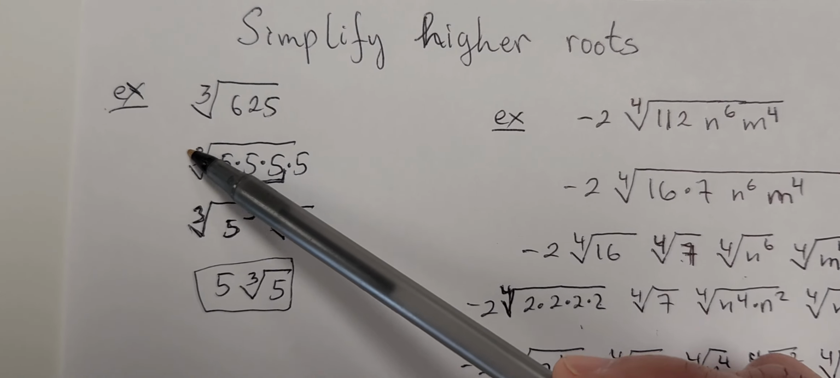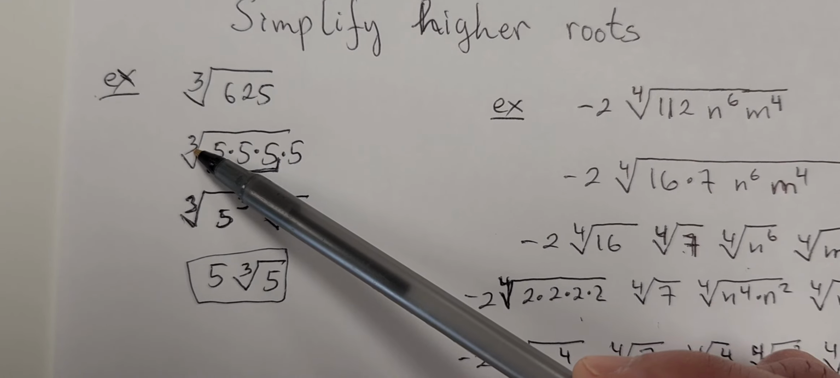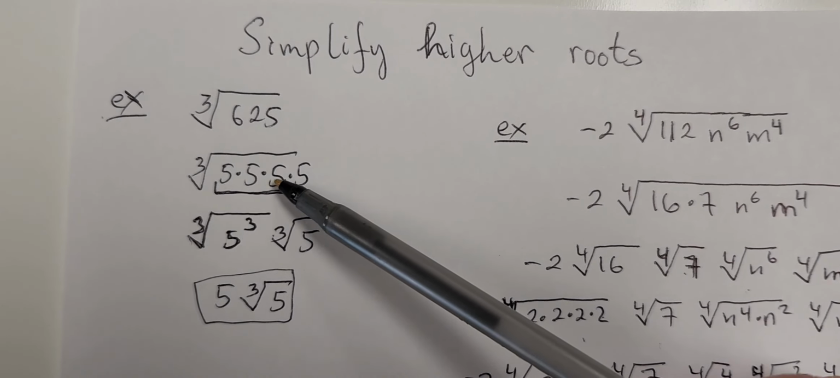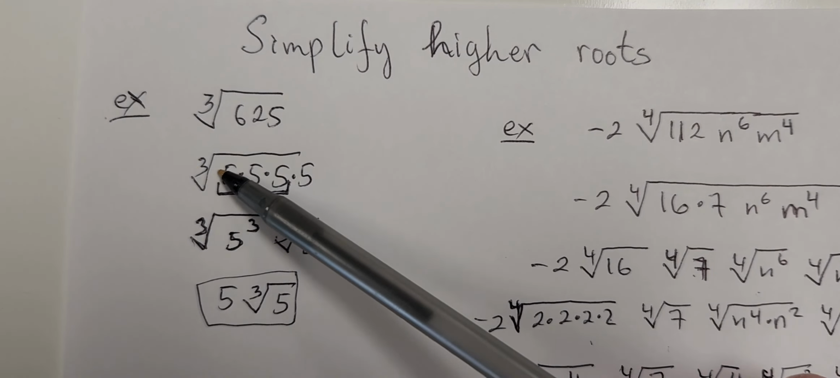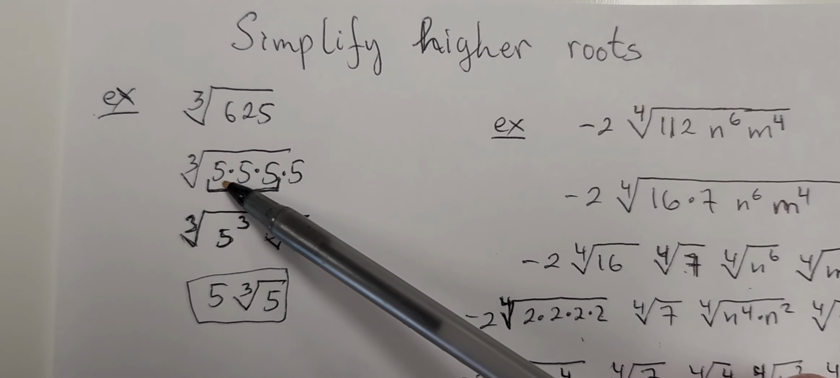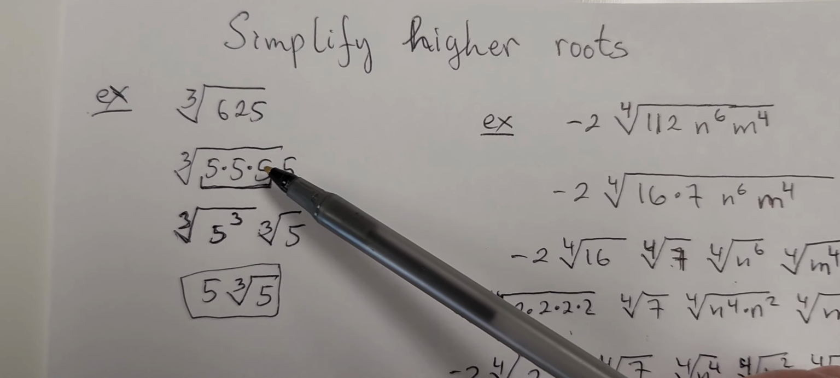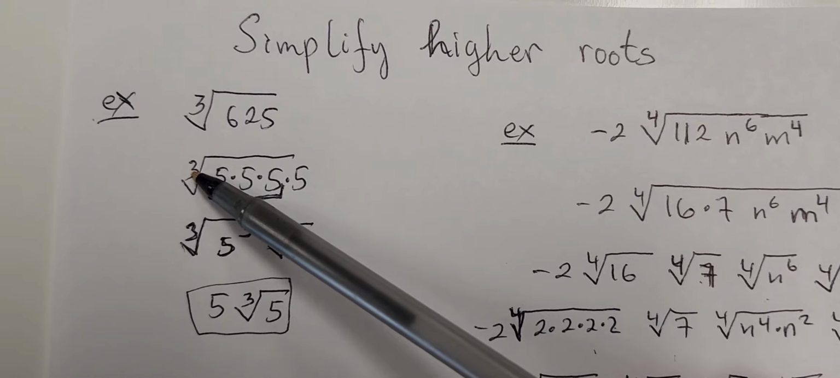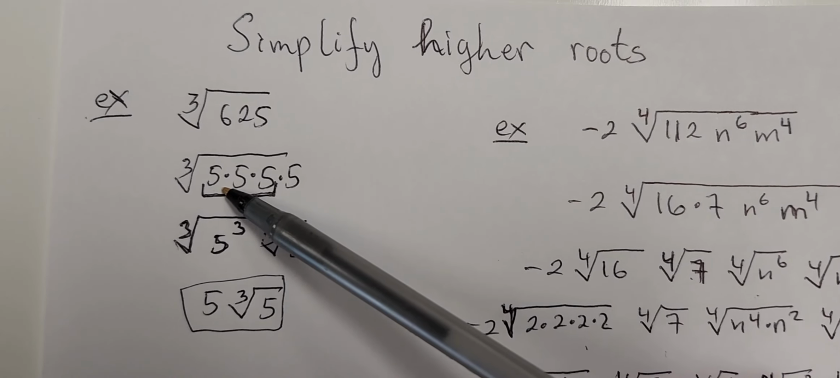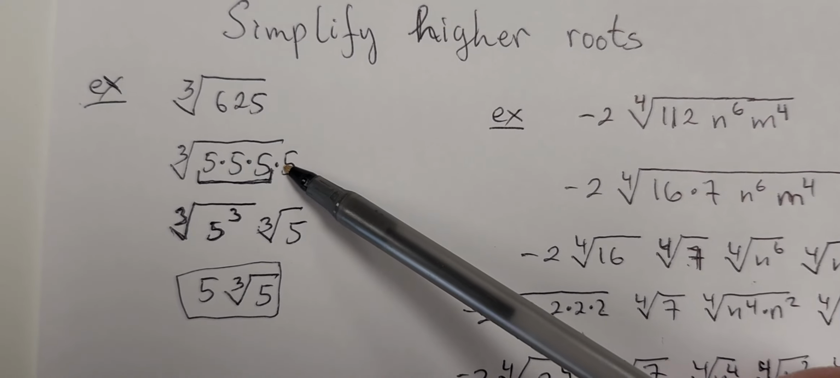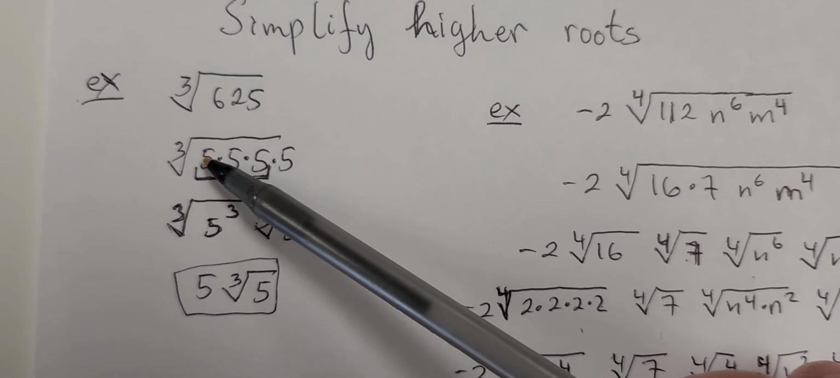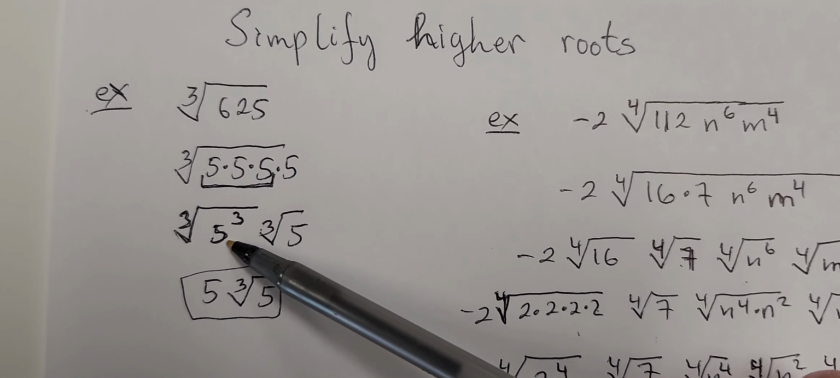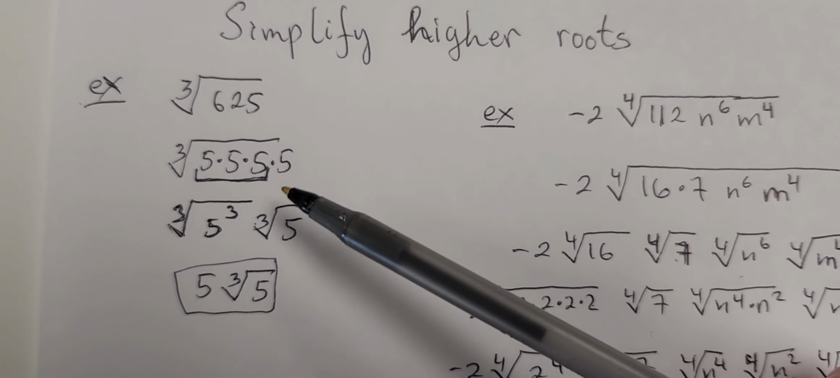This number outside, where I'm circling, tells you that you must have the same number repeated 3 times. Here I have three 5s, the number 5 repeated 3 times. So I'll separate it into its own group, and then the last one is by itself.